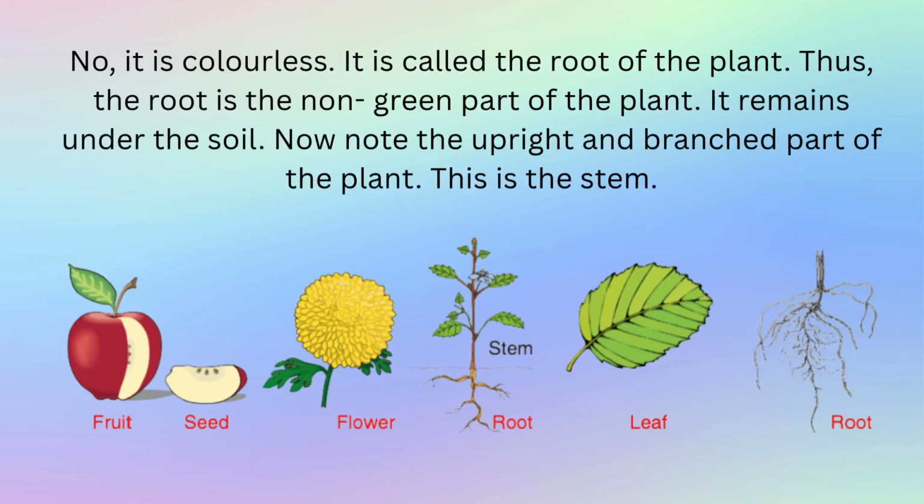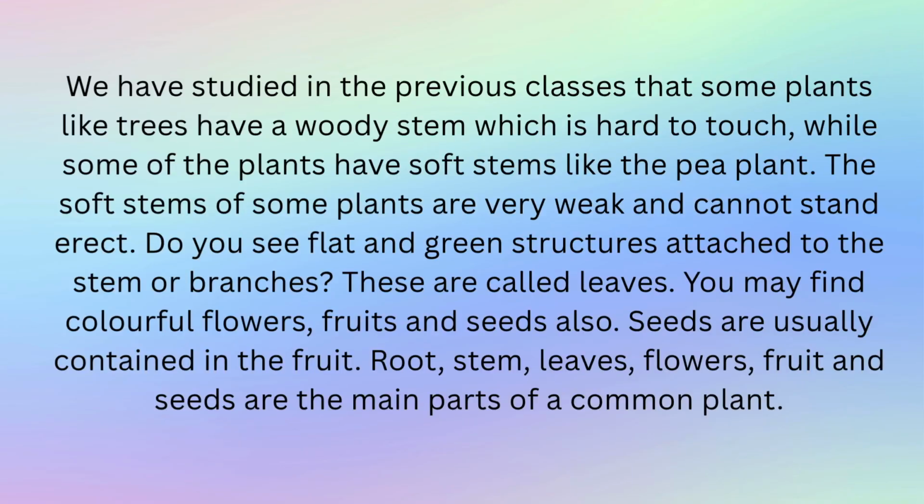No, it is colorless. It is called the root of the plant. Thus, the root is the non-green part of the plant. It remains under the soil. Now note the upright and branched part of the plant. This is the stem. We have studied in the previous classes that some plants like trees have a woody stem which is hard to touch, while some of the plants have soft stems like the pea plant.